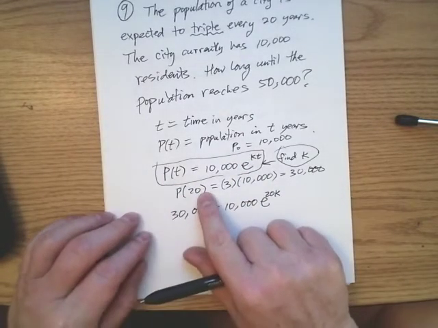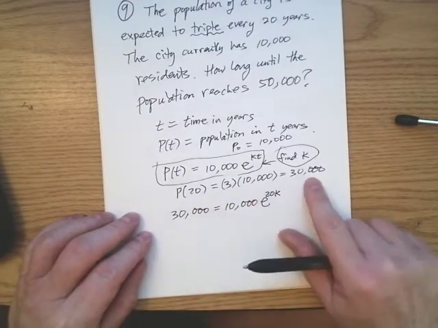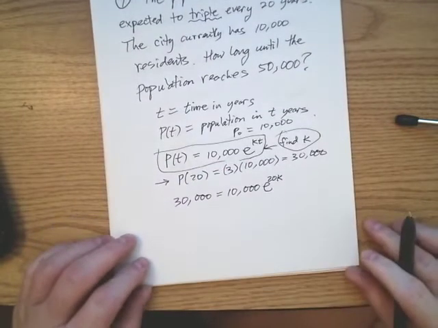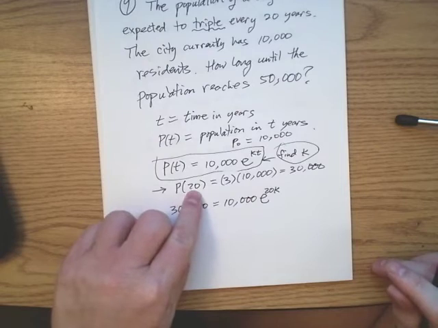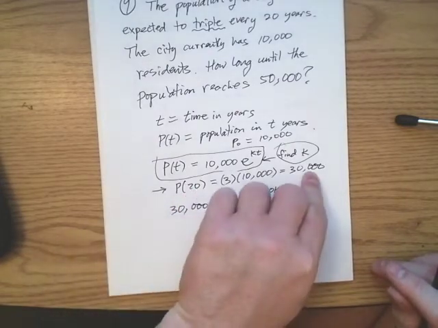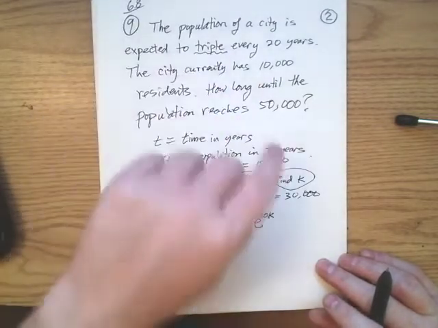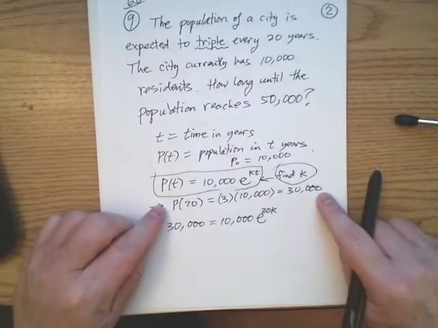P at 20 should be what? 3 times the 10,000. It should be 30,000, right? So we've got a point on our graph where P evaluated at 20 years should be 30,000. I hope that makes sense, right? Population triples in 20 years, and initially we had 10,000. So this should hold.